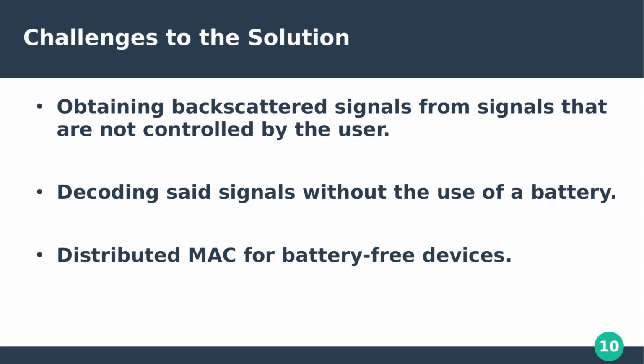Additionally, even if you have a communication protocol, you still need a media access control protocol to communicate effectively between two devices without stomping on top of each other. In addition to this, decoding any signals without the use of a battery and expensive power-hungry hardware like an ADC is extremely complicated.